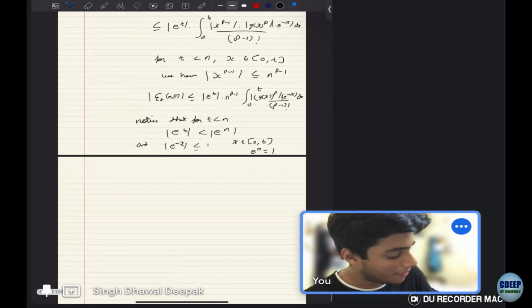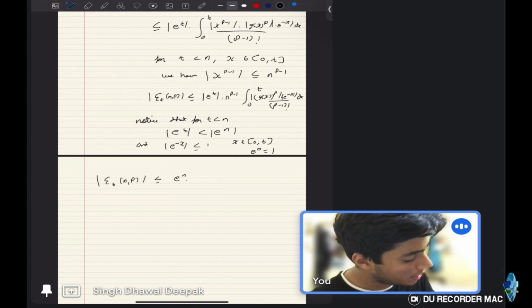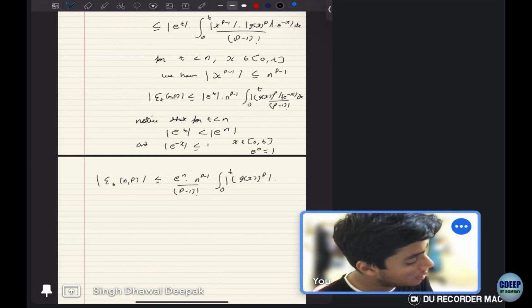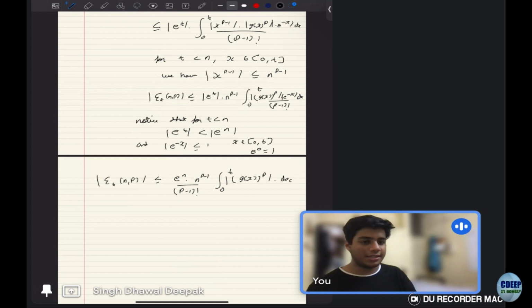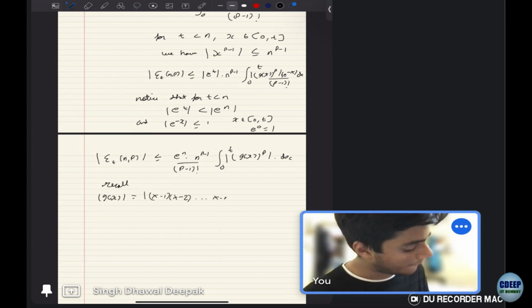So we get epsilon_t(np) mod is less than e^n times n^(p-1) times the integral from 0 to t of mod g(x) dx. We'll just write (p-1)! outside because it does not depend on x. e^(-x) is just less than 1, so we can just remove that. Now recall that mod g(x) is the mod of (x-1)(x-2) all the way up to (x-n).